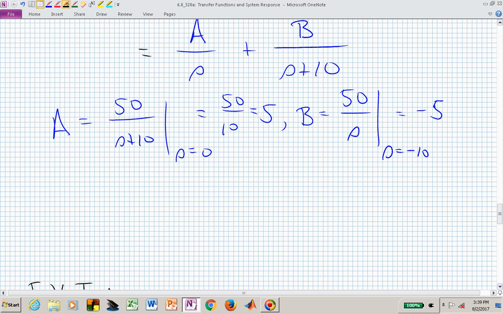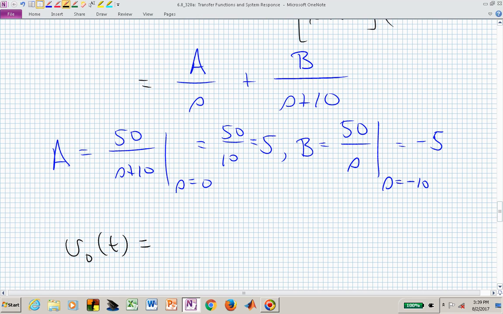Or what is v sub 0 of t? Now we simply need to inverse Laplace transform those two frequency domain expressions and scale those by 5 and minus 5 respectively. Well, A over s is just a constant scaled by A, so that gives us in the time domain a value of 5, and a 1 over s plus 10, that's an exponential, no oscillation, just an exponential of minus 10t. So now we have minus 5 scaling e to the minus 10t, and that's true for t greater than or equal to 0.